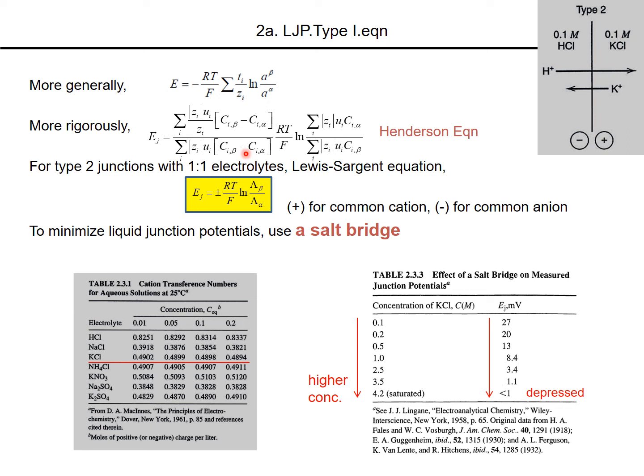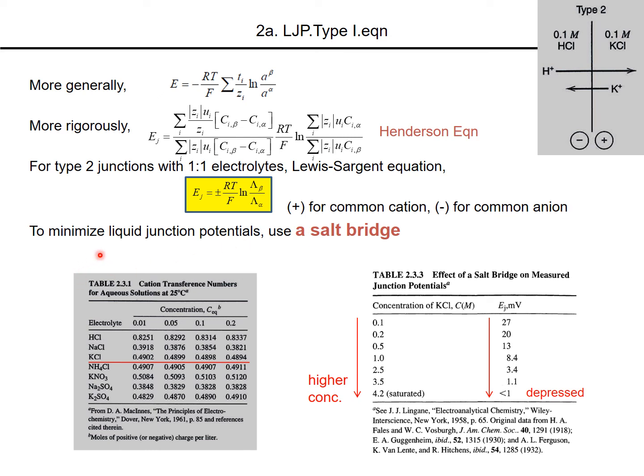How about the other type? Here is the type 2 junction potential. In that case, you use lambda beta and lambda alpha. That is the conductivity of the beta phase, and this is the conductivity of the alpha phase. The plus sign is for a common cation in type 2, and the minus sign is for a common anion in type 2.